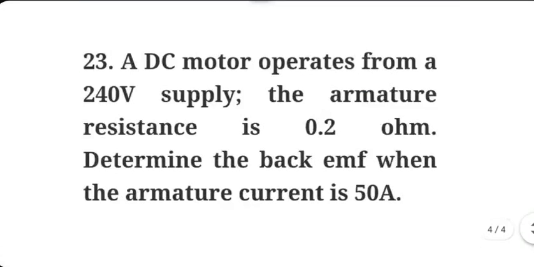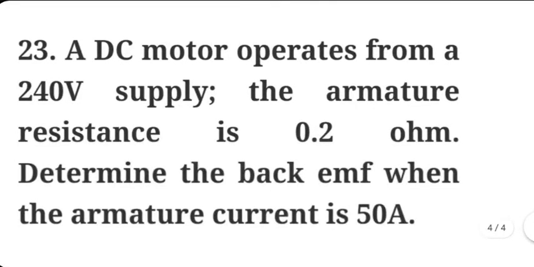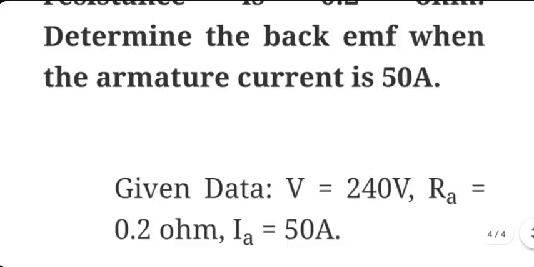One more problem which I took from somewhere. A DC motor operates from a 240 volt supply. They are not giving you the nature of the motor, whether it's shunt wound or series wound or compound wound. That's not given. A DC motor operates from a 240 volt supply. That means VT, terminal voltage, is 240 volts. Armature resistance RA is 0.2 ohm. They want back EMF when the armature current is 50 amperes. IA is 50 amperes.